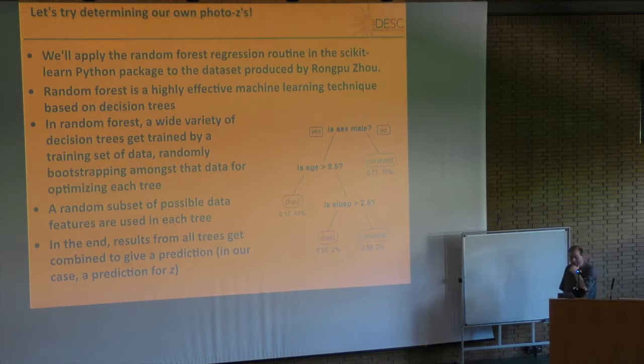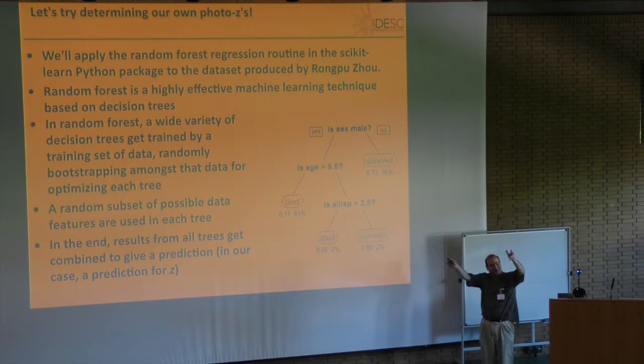So we combine the results from all of these trees, each of which you might think is suboptimal in a different way. They aren't using a fair sample of the data, they aren't using all the information, but when you combine them, you get something that's a pretty nice predictor for redshift.